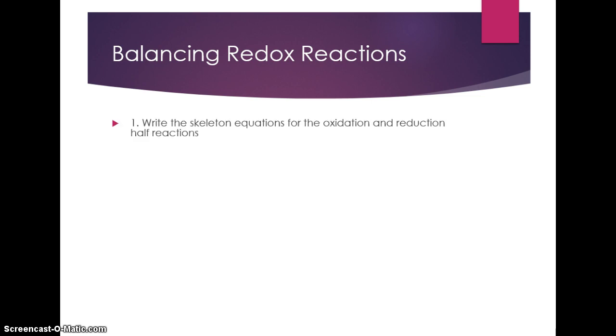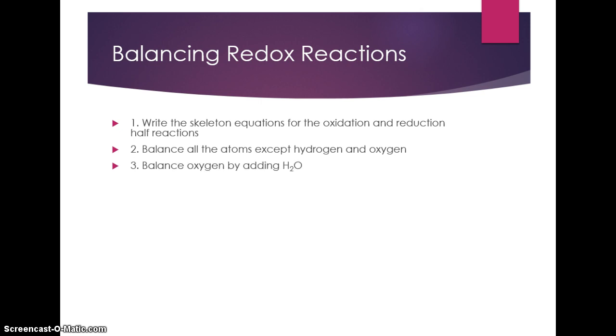Here's our steps. We're going to write the skeleton equations for the oxidation reduction half reaction. So we're going to split our reaction into its two parts. We're going to balance all of the atoms except for hydrogen and oxygen. So anything else that's in the problem, nitrogen, phosphorus, carbon, you name it, anything as long as it's not hydrogen or oxygen. Then we'll balance our oxygen by adding H2O. Then we'll balance our hydrogens by adding H+.